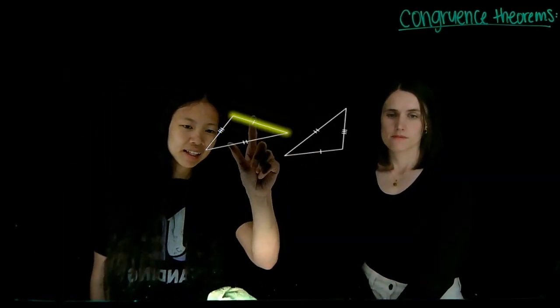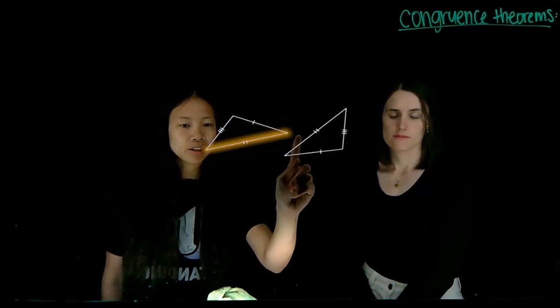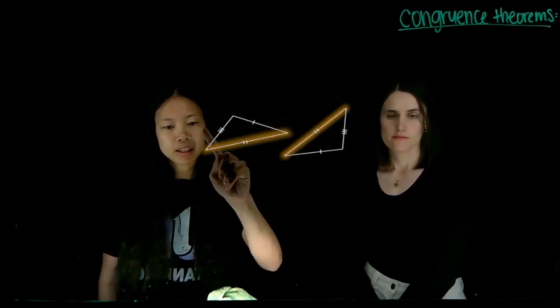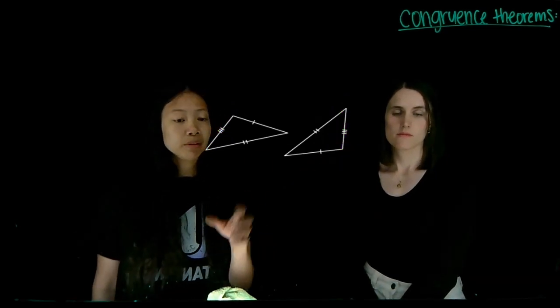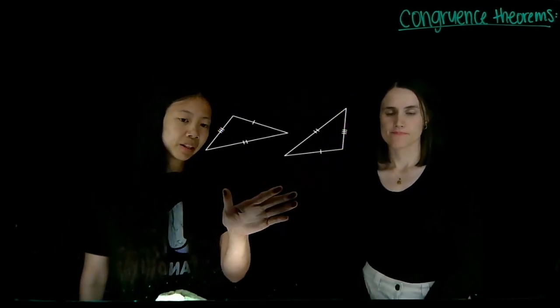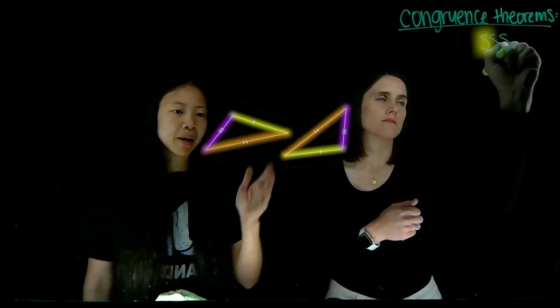Notice that this side is congruent with this side because they have one tick mark each. This side is congruent with this side because they have two tick marks, and this one with this one because they have three tick marks. This is enough information to prove that they are congruent. This is one of our theorems. We call this side-side-side congruence, and we shorten that by SSS.